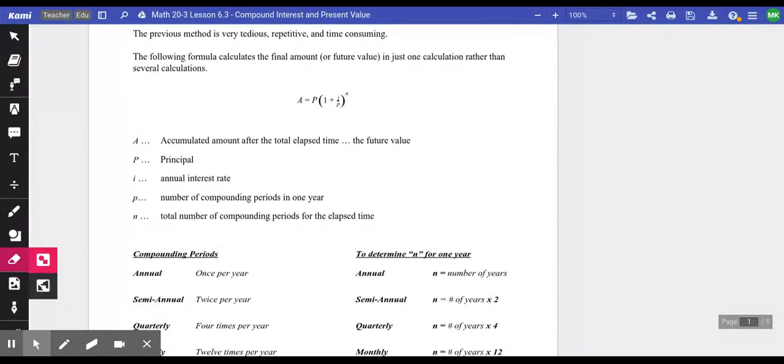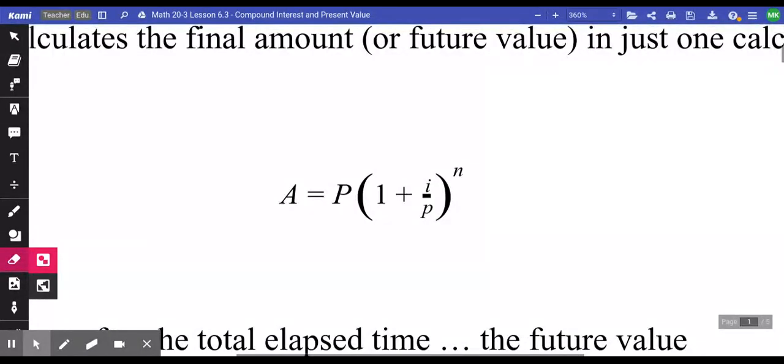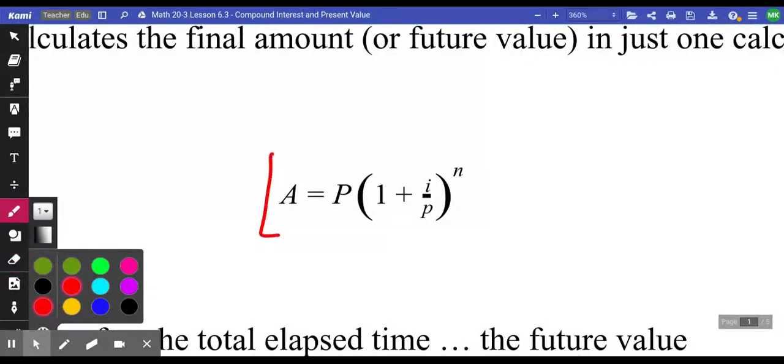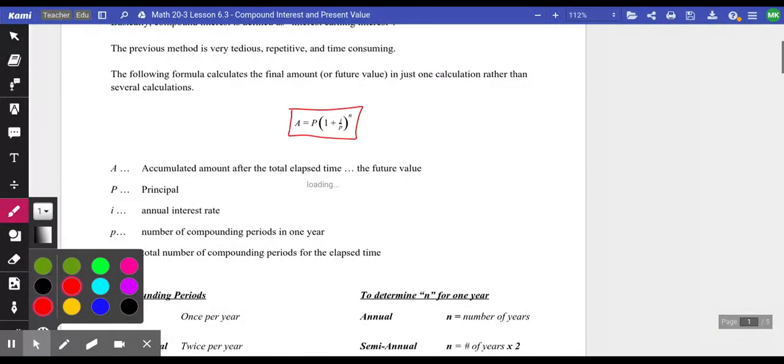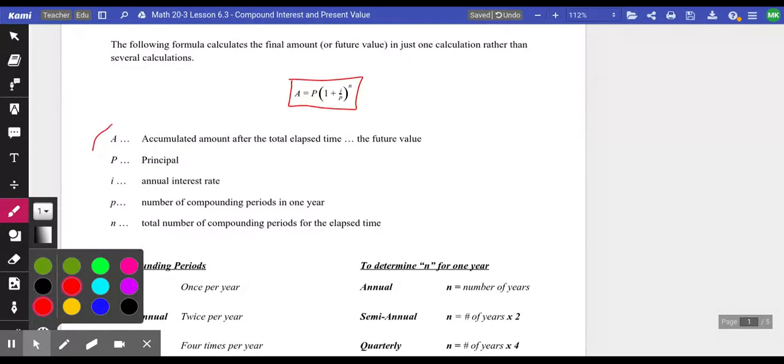The instructions for the formula and the info is right here. I'm just going to quickly go through it. This is the formula we're going to use for compound interest. The letters A, P, I, little p, and N are all right here, so you can see all their definitions. A is essentially your end value. P is the principal. That's your starting amount. I is your interest rate. Little p is the number of compounding periods in 1 year. So that's the number of times they're going to charge you in 1 year. N is the total number of times you're going to be charged.